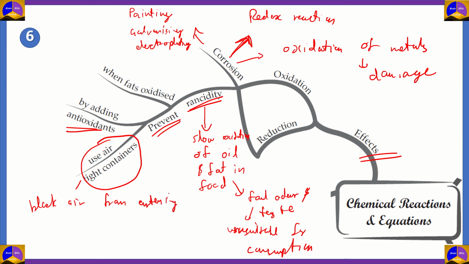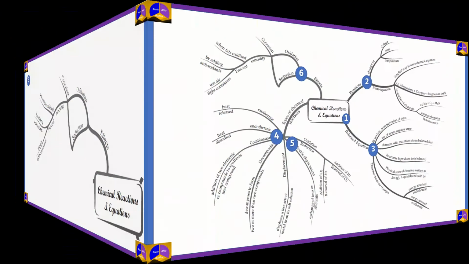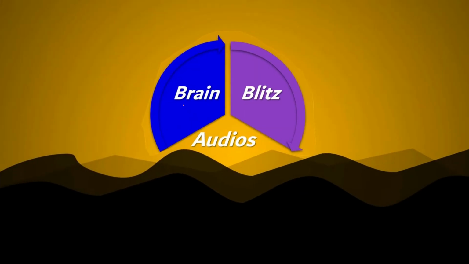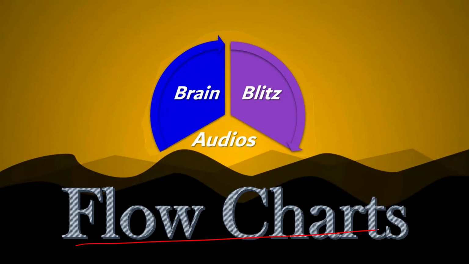So the foodstuffs that we get, mainly processed foods, are packed in airtight containers, and they're also filled with inert nitrogen gas. Since nitrogen is inert, it does not allow oxidation to occur inside the container. So that means the food is not spoiled. It's not turned rancid. So these are the main topics that the mind map deals with for the chapter Chemical Reactions and Equations.